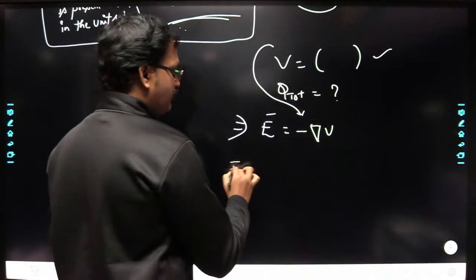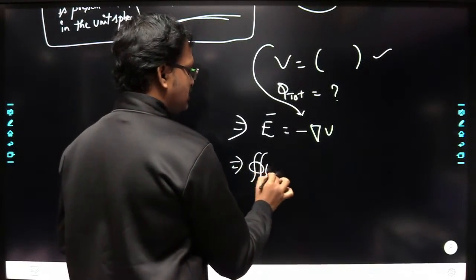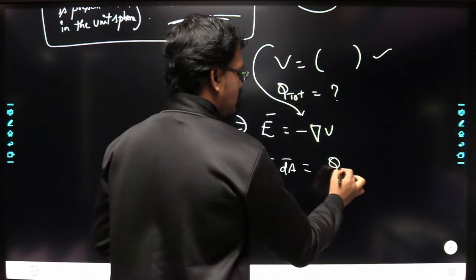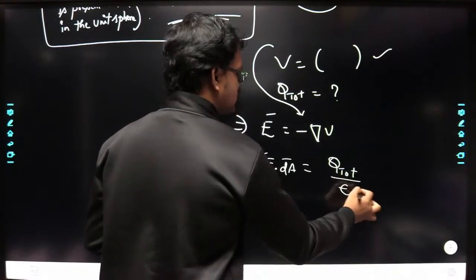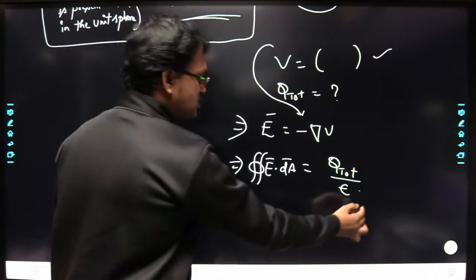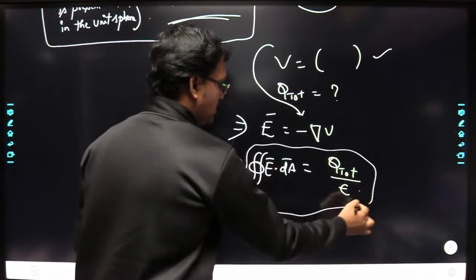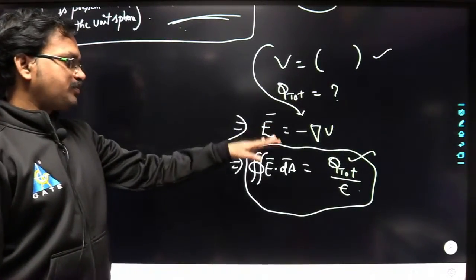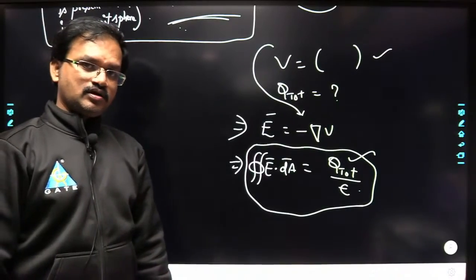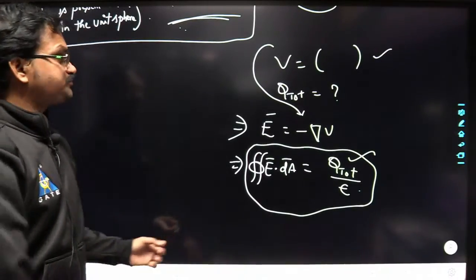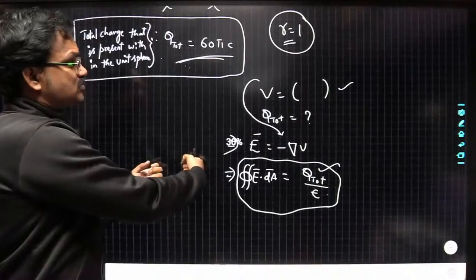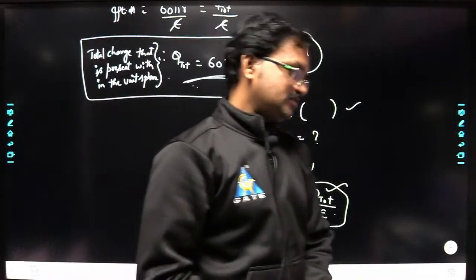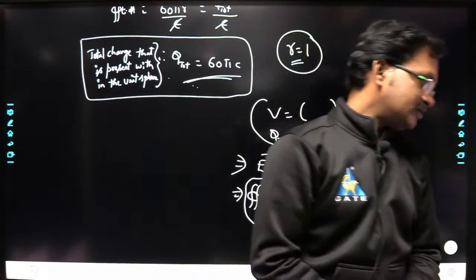Then we know from Gauss law the electric flux leaving any closed surface is equal to total charge divided by epsilon. By using this Gauss law, we have determined the total charge. So this is all about this problem. Is it clear here? Is this problem clear? Yes or no?